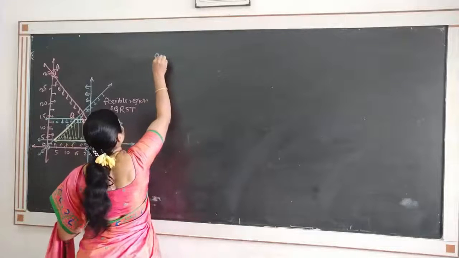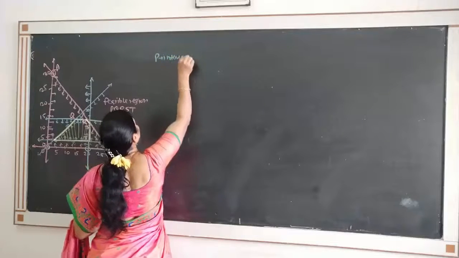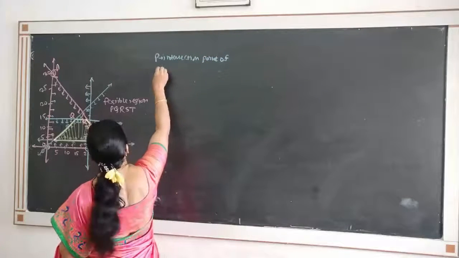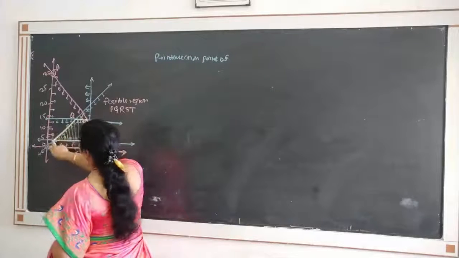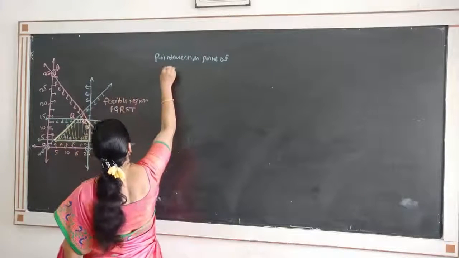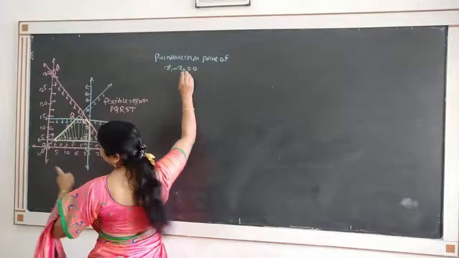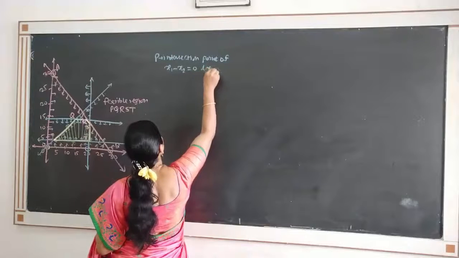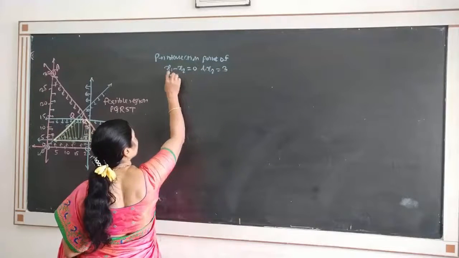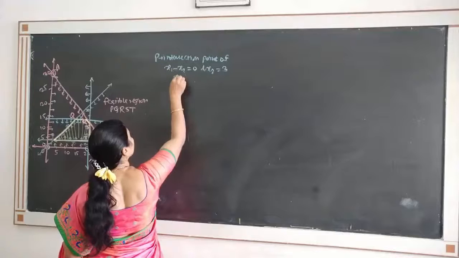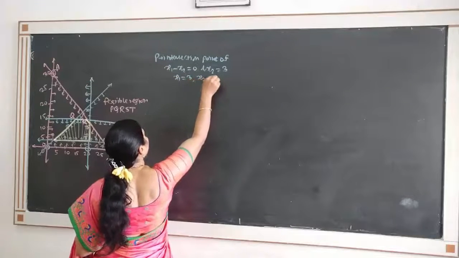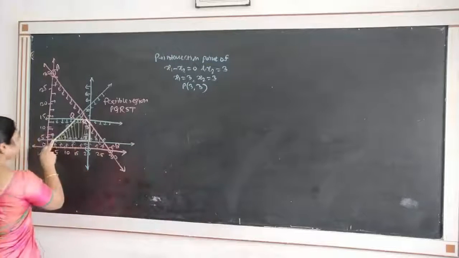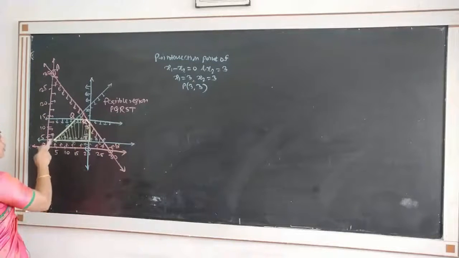Now see P. P is the intersection point of the lines x1 minus x2 greater than or equal to 0, that is the x1 minus x2 equal to 0 line, and also x2 equal to 3. So solve the equations simultaneously. Putting x2 equal to 3, we get x1 equal to 3, and therefore P point comes to be 3, 3. P point is 3, 3. We can check by diagram also.